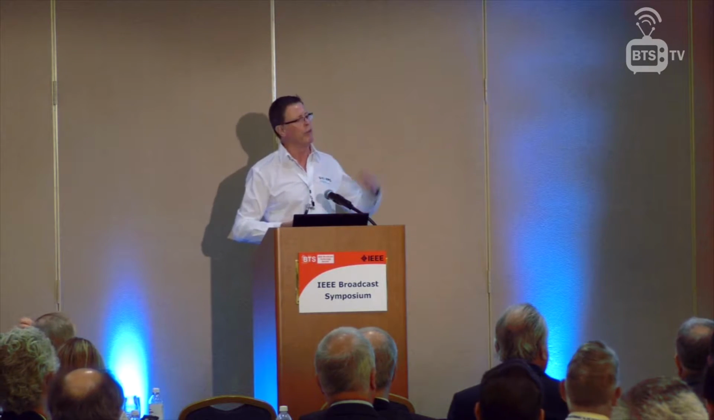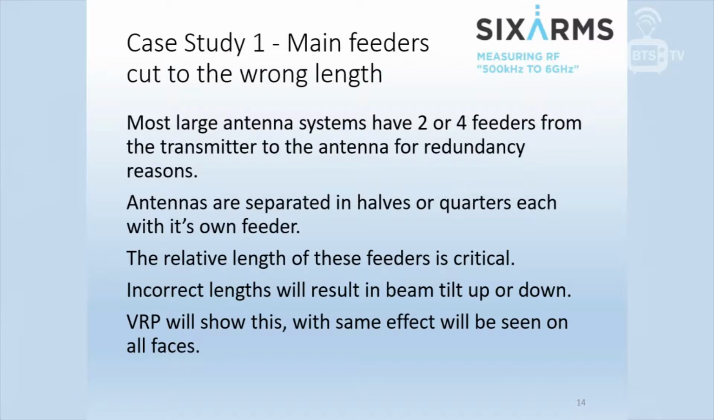So moving on to some case studies. This is the case where we've got some main feeders cut to the wrong length. Most antenna systems have 2 or 4 feeders coming from your transmitter up to your antenna. The antennas are separated physically on the tower into halves or quarters, and each feeder feeds one of those halves or quarters. So obviously the length of those feeders is quite critical, and they might be hundreds of metres long, and they're cut to be within millimetres of the right length. So that length is critical.